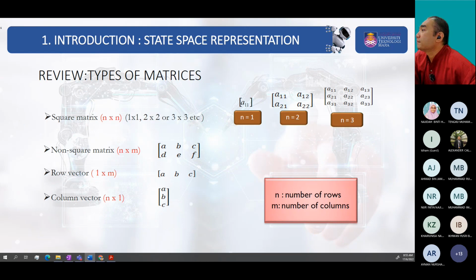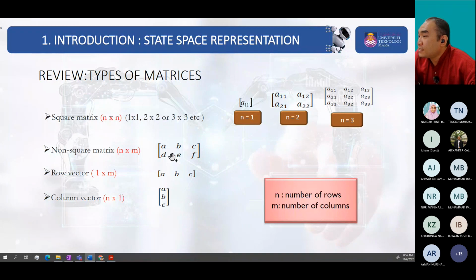Okey, bila sampai masa untuk saya menulis, saya gunakan OneNote lah. Sebab ada setengah perkara tu kita boleh go through macam ni, and then setengah perkara tu saya suka kalau kita tulis dan kita explain dia secara step by step.